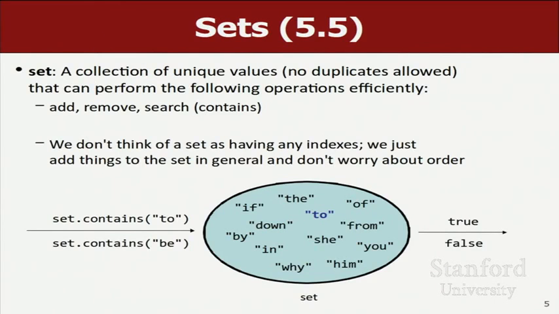So a set is a collection library that you can use. And it enforces a constraint that no duplicates will ever be inside of it. So if you try to add the same thing twice, the second one will silently be discarded. It will not be added a second time.